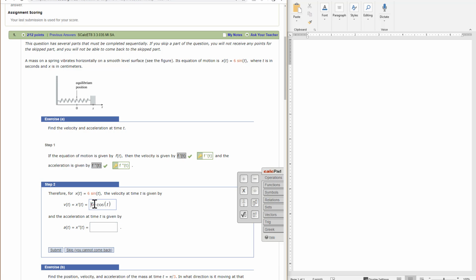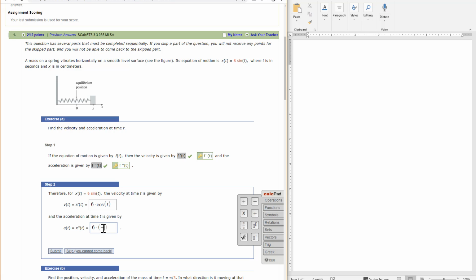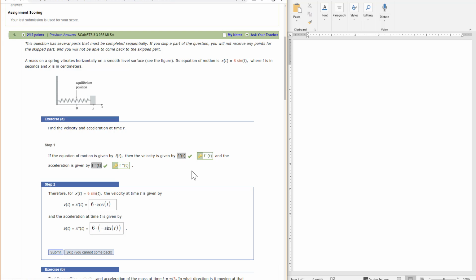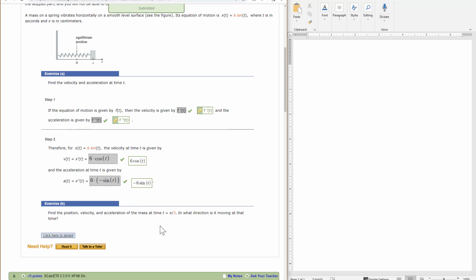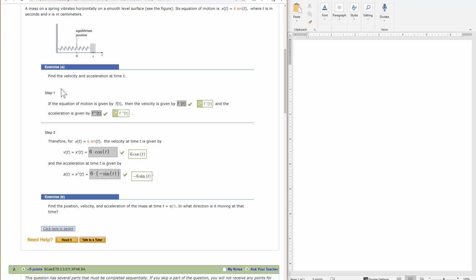So now that we're looking at this derivative, we want the derivative of the derivative, and so that's x double prime of t. And we need to take the derivative of x prime of t. So again, we have 6, and then the derivative of cosine, this time it's negative sine of t. Now we could have placed the negative sign outside if we wanted to, but either of these should be correct. So that's the end of the first exercise, finding the velocity and acceleration.